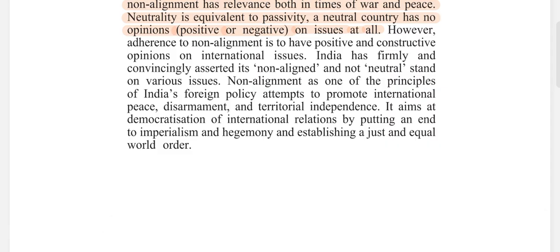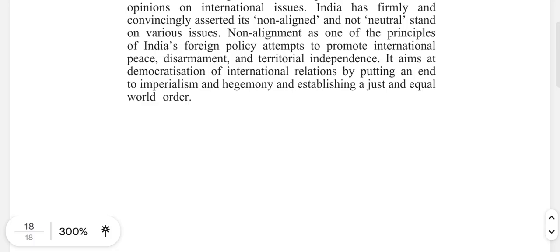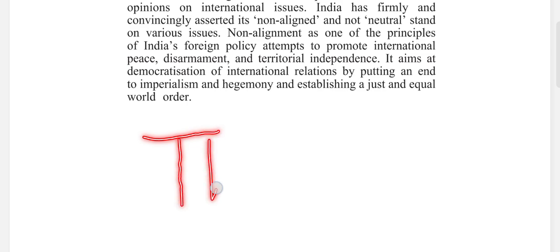Non-alignment, as one of the principles of India's foreign policy, attempts to promote international peace, disarmament, and territorial independence. It aims at democratization of international relations by putting an end to imperialism and hegemony and establishing a just and equal world order.